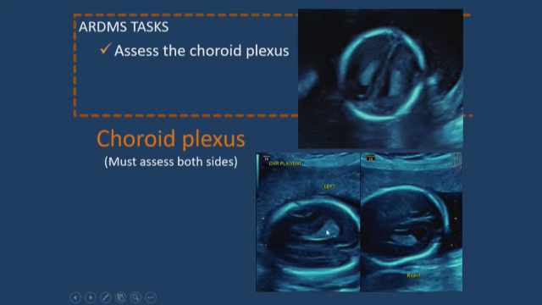We try not to measure the posterior horn of the lateral ventricle on the near-side ventricle because of the way we have to angle. We always make it a little bit larger than it should be. So when you're measuring the posterior horn of the lateral ventricle, it's the one furthest away from the transducer that you're going to measure.